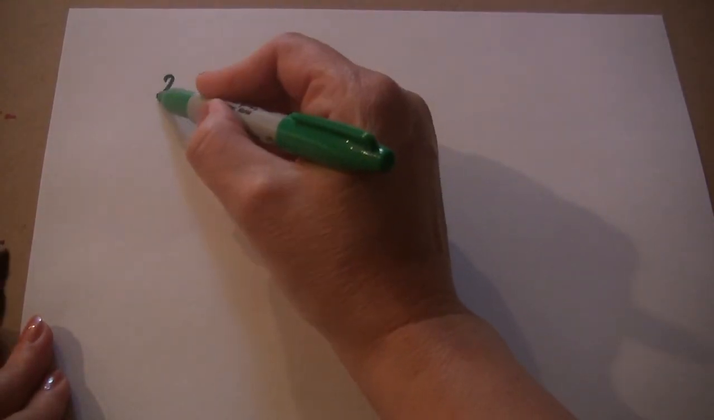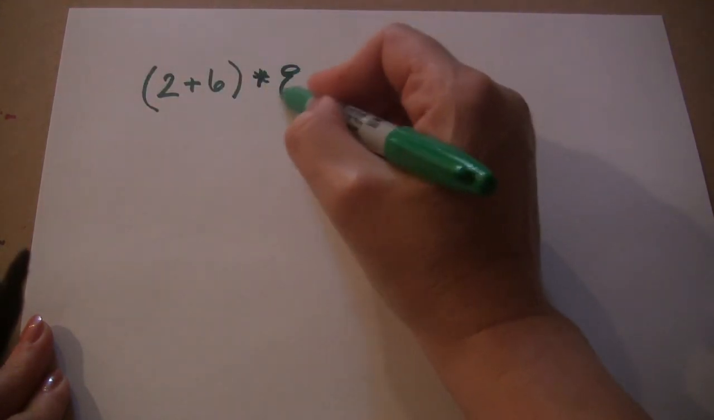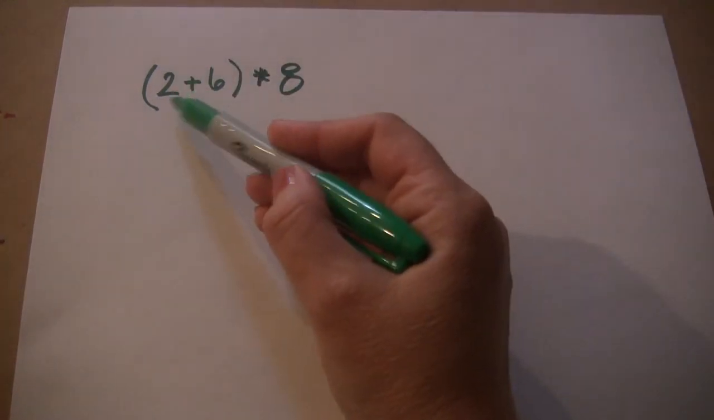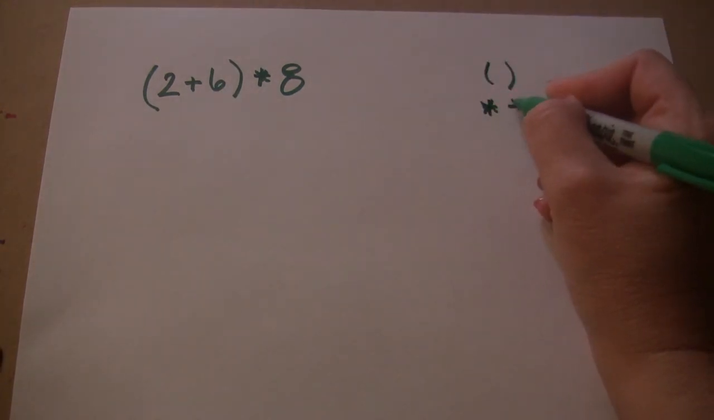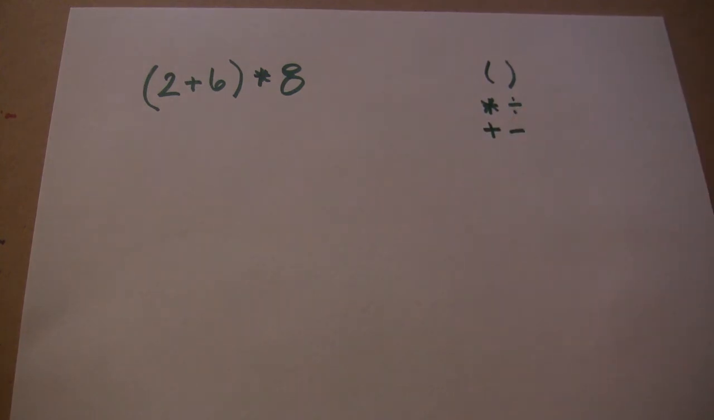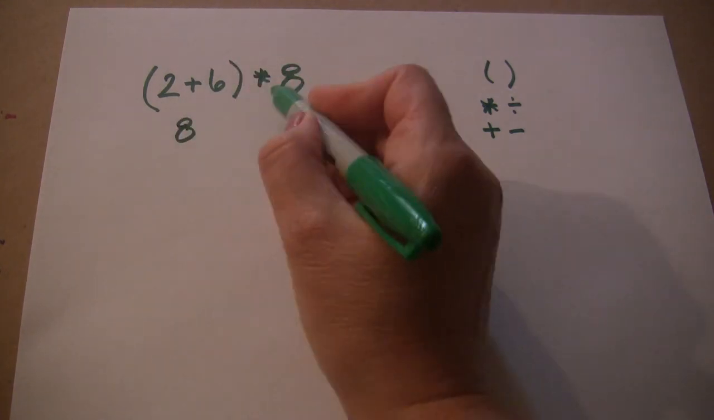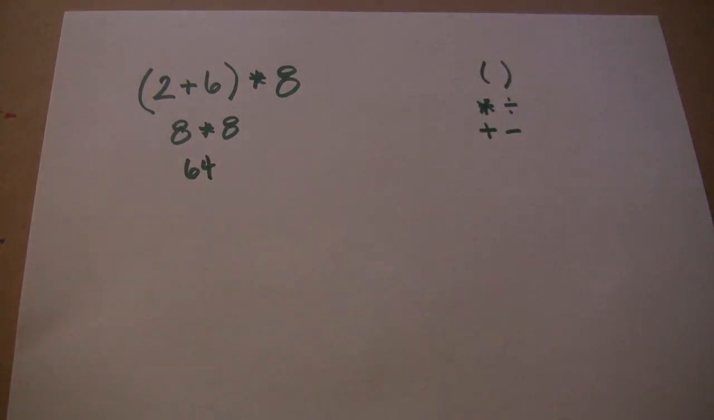Now, if there are parentheses, then it becomes, I think, easier because parentheses always kind of stand out. Let's say we have this problem. We have 2 plus 6 in parentheses times 8. What do we do here? Well, the first step is to do the parentheses. Remember, it's parentheses, then multiplication and division, and then finally addition and subtraction. So first we do the parentheses. 2 plus 6 is 8 times 8. So 64 is your answer.